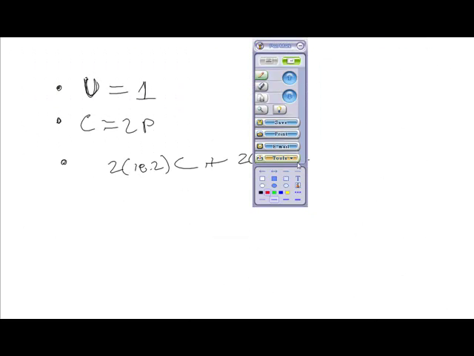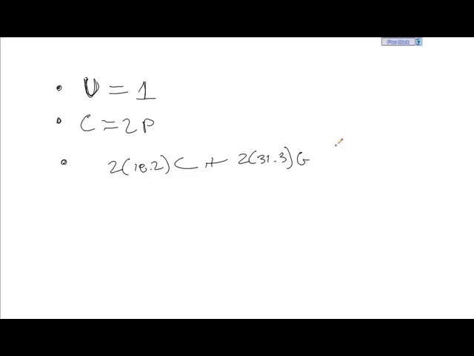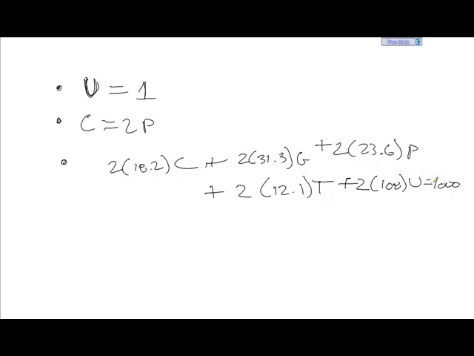Similarly, we have 23.6 miles to Phoenix, and so we will write plus 2 times 23.6 times the number of trips to Phoenix, plus 2 times 12.1 times the number of trips to Tempe, plus 2 times 108 times the number of trips to Tucson is equal to 1,000. Okay, so all of these mileages need to tally up to as close to 1,000 as possible.